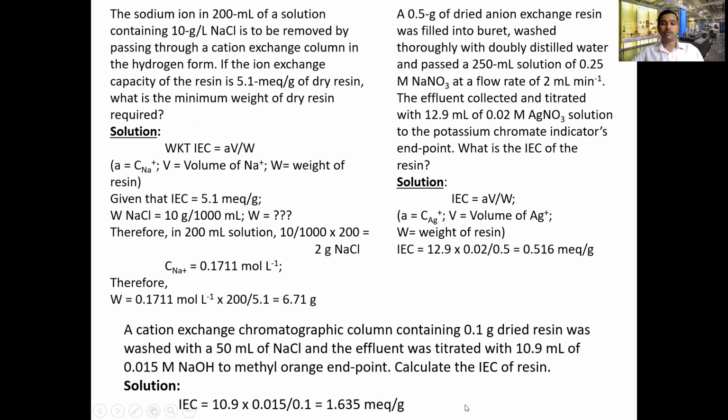So this is the relative equivalent ion exchange capacity of the cation exchange resin. So this is about the calculation of the ion exchange capacity, or the weight of ion exchange resin possessing some specific ion exchange capacity, in order to do the separation by ion exchange process.